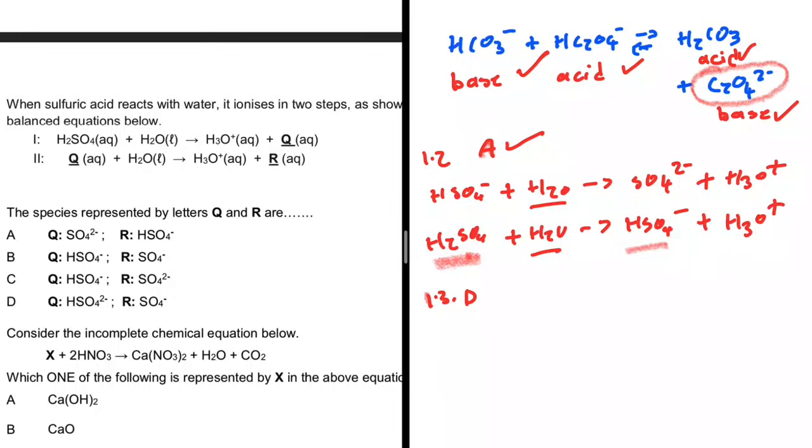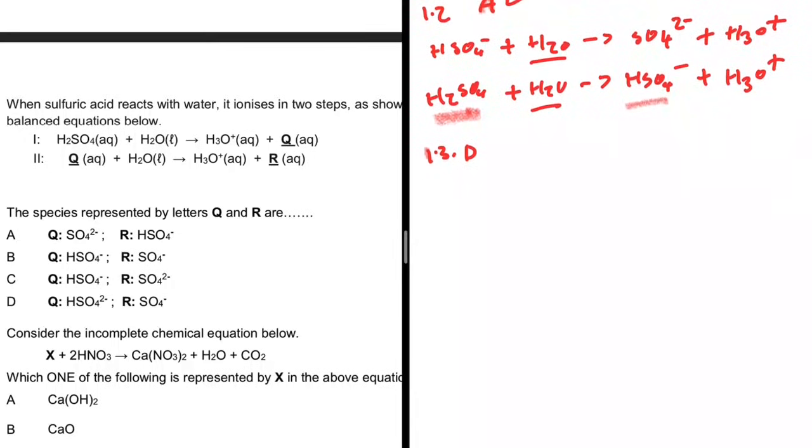So right, back to the question. 2 steps of which sulfuric acid ionizes. And then what is the question saying? The species are represented by letters Q and R. Okay, let's take a look. So reaction 1, we have H2SO4 plus H2O to give us H3O plus what we are referring to as Q.